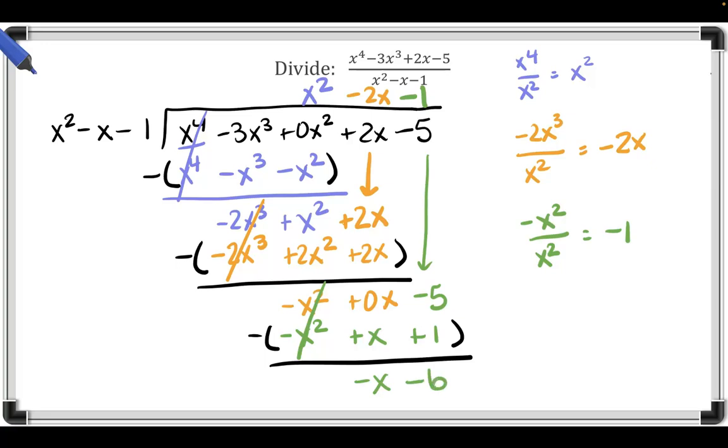Okay, now what you're going to see, you have no more terms to drop down. So this is actually going to be our remainder. So how we're going to write our answer is we're going to use what we have right at the top. We had x squared minus 2x minus 1. And then I'm going to take my remainder, which is -x minus 6, and put it over what I divided by, my divisor, which was that x squared here on the top. And there would be your final answer.